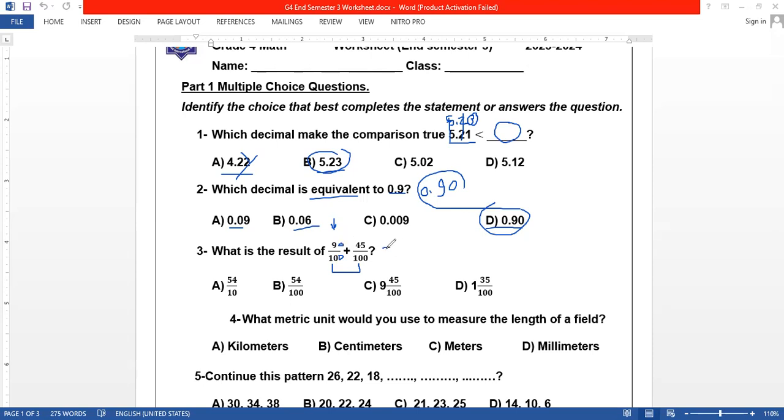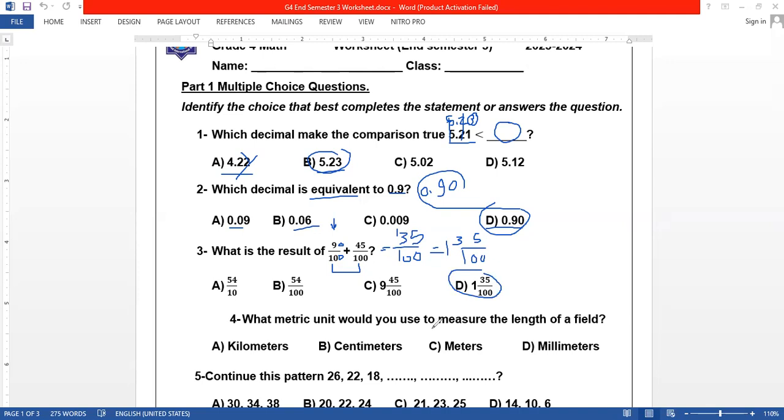Now, to add them, they have the same denominator, so we keep the denominator as it is, 100, and now we add 90 plus 45 equals 135. 135 over 100 is an improper fraction. If you want to write it as a mixed number, how many 100s in 135? 1, and the remainder is 35 over 100. So the answer will be the choice D, as you can see.